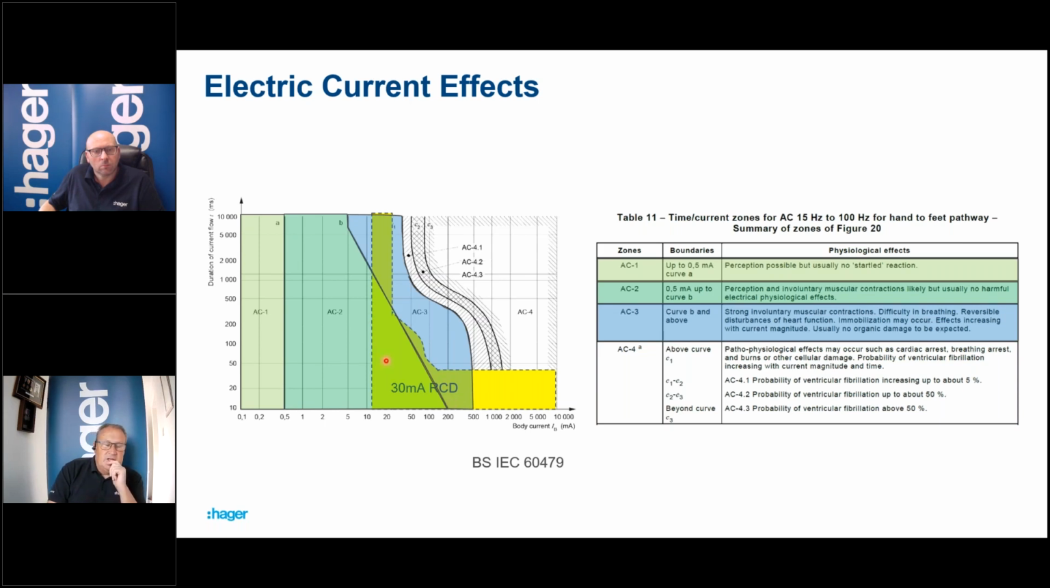Not quite strictly true, actually, because when we check out 30 milliamp RCDs, as I guess you guys would know, usually the operating time is around about 300 milliseconds. So I needed to chop this off here, if you like. So it does keep us in zone AC2, because essentially this bit up here doesn't exist. And although the standard allows a 40 millisecond disconnection time, that's why this line goes pretty much flat out of here.